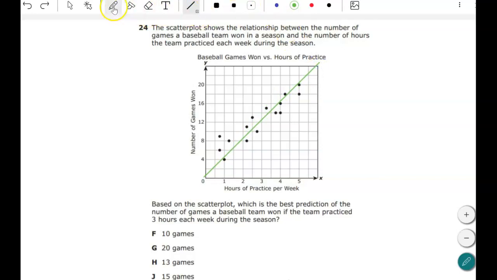Kind of look at that. It says for 3 hours, so go to the 3-hour mark, and it's somewhere between 12 and 16, but it's definitely not 15. So you look at your answer choices, it's more than 10, it's less than 20, because 20 is way up here. 15 would be closer to the 16 mark, so that's not a good answer. And so 13 is definitely the best answer there.